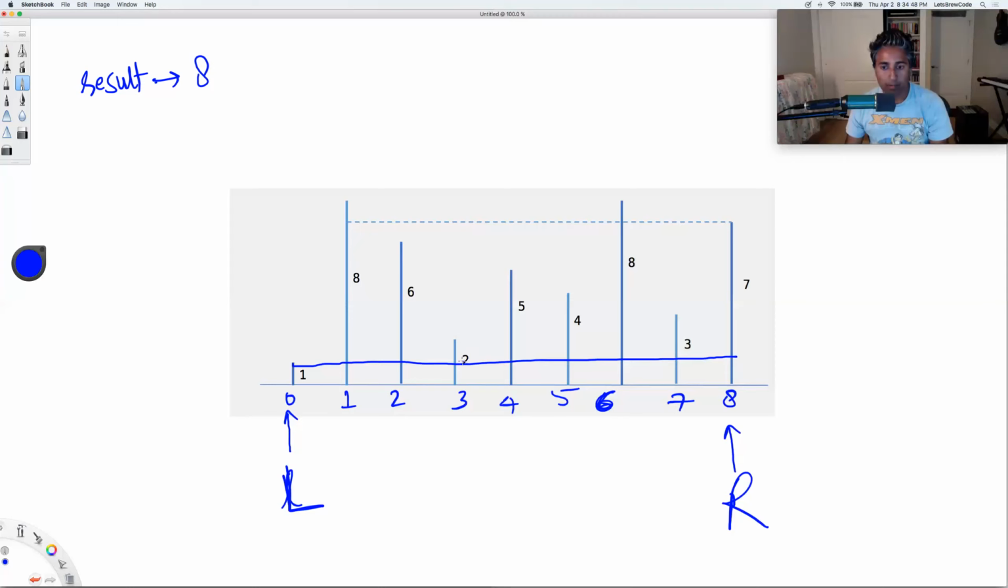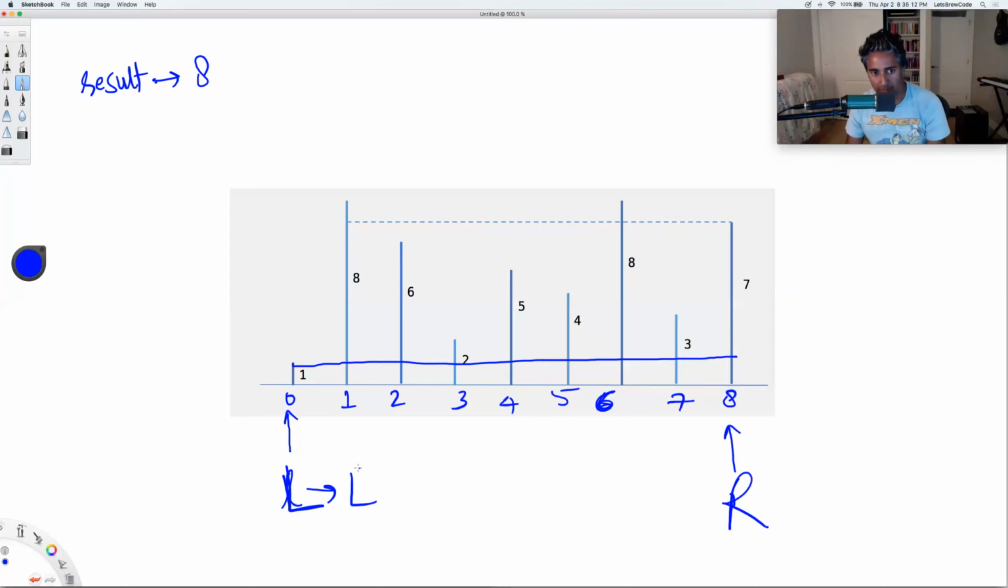Now what we're going to do is check which of the sides is bigger. One is smaller. So clearly, if we have to move forward, let's move the L here instead of moving R, because R is already pretty big. L is the bottleneck in this case so far, because L is just one.